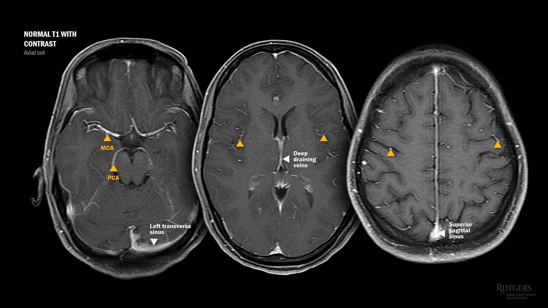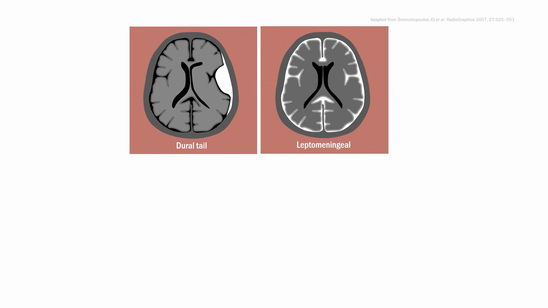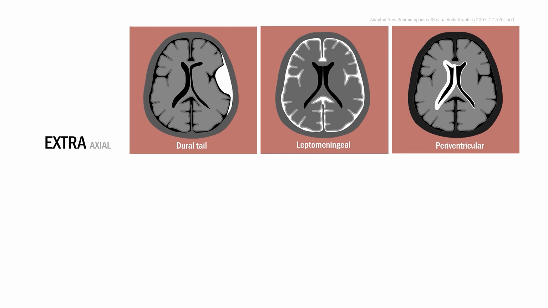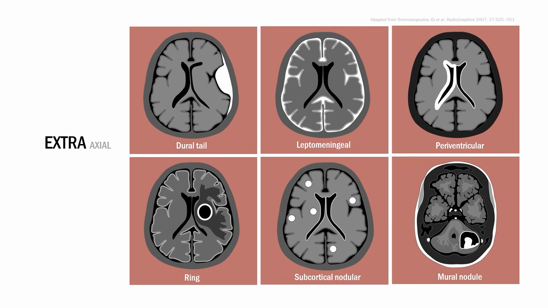So let's talk about what happens when the blood-brain barrier is not intact. Here are some common patterns of enhancement. Dural tail, leptomeningeal, and periventricular are extra-axial, outside the brain. Ring, subcortical nodular, and mural nodule are intra-axial, in the brain parenchyma. There are certainly more types of enhancements than this, but this is a nice sampling.